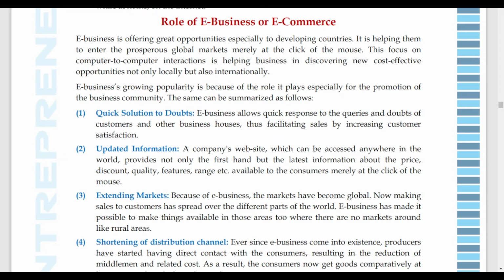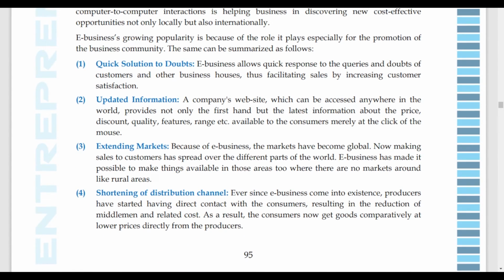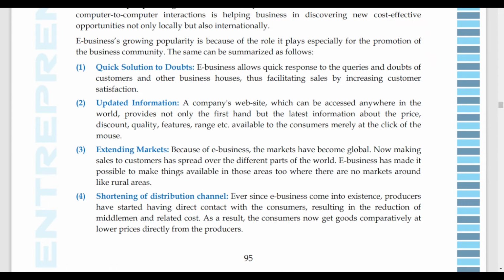E-business's growing popularity is because of the role it plays especially for the promotion of the business community. The same can be summarized as follows. Number 1. Quick solution to doubts. E-business allows quick response to the queries and doubts of customers and other business houses, thus facilitating sales by increasing customer satisfaction.